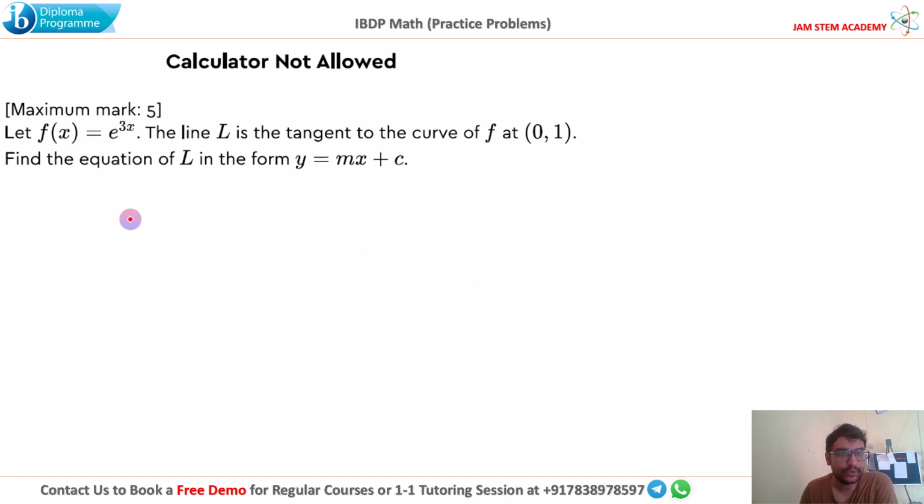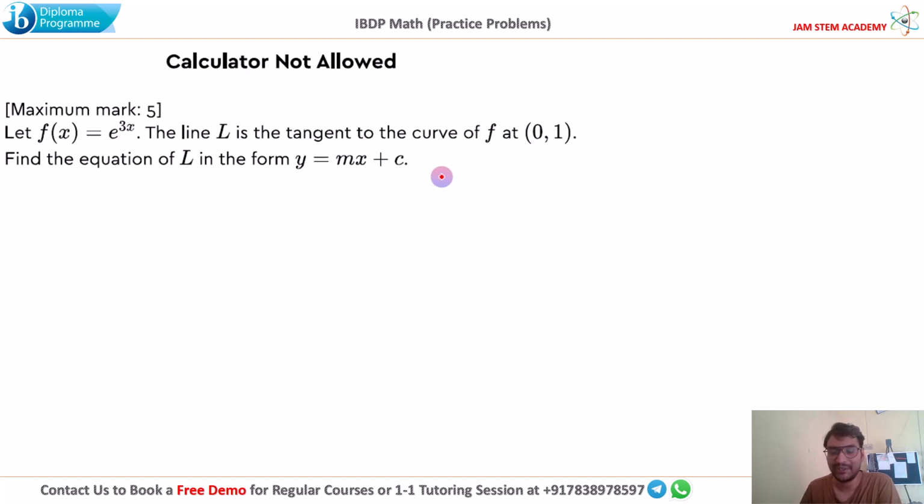Let f(x) equal e raised to the 3x be the function. The line L is tangent to the curve at the point (0, 1). You have to find the equation of that line L in the form y = mx + c. For finding that, first you need two things: the slope of the tangent line and also one point lying on that curve.